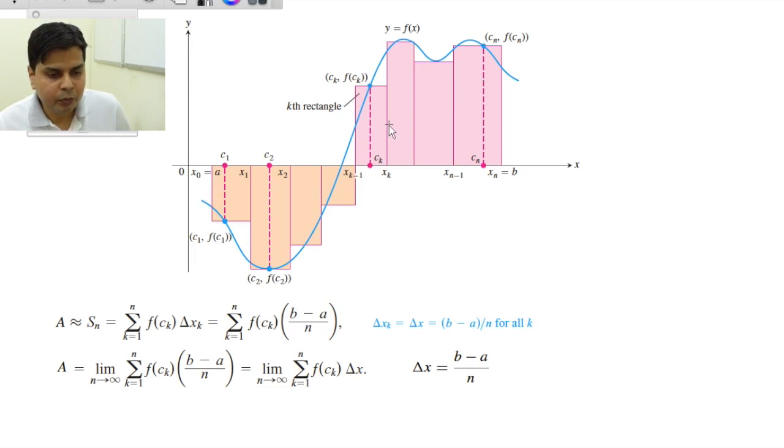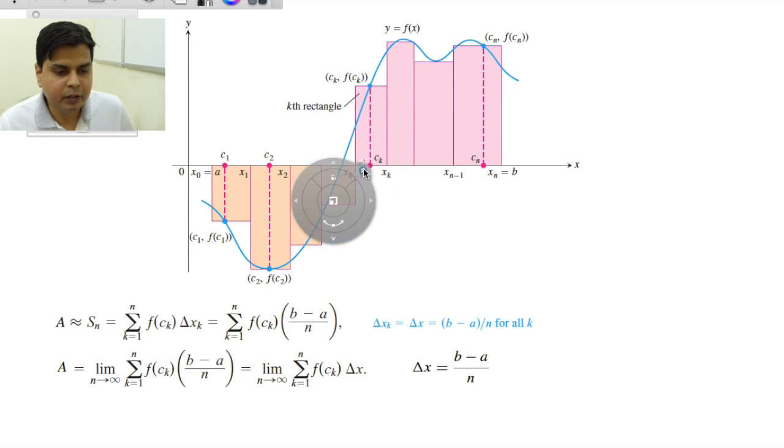Now there is one problem. You can ask which ck I should take in the kth interval. That's a very valid question. When I come to the next part, when I derive this formula, I will prove that this choice of ck is immaterial. You will get the same answer. Suppose you take ck here, then your height will become like this, and your rectangle will be shorter. But I will prove that the choice of ck is immaterial.